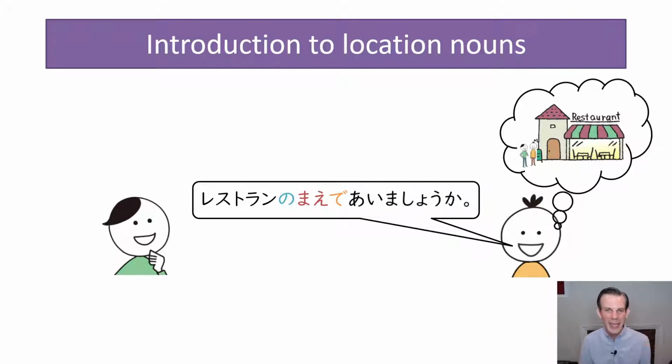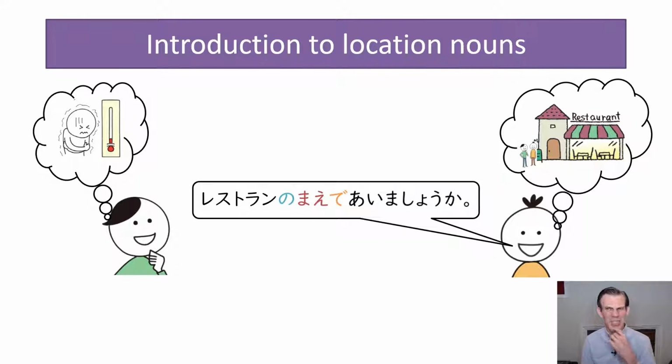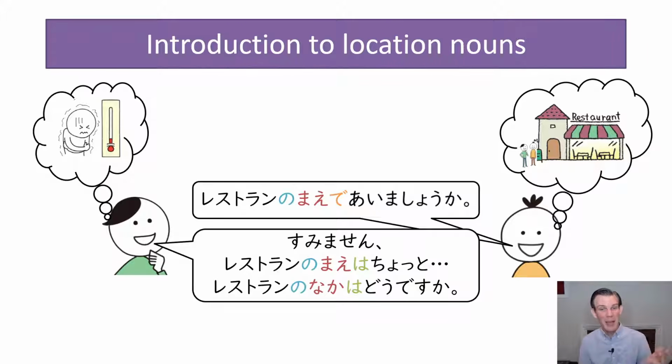レストランの前で会いましょうか? And then Tanaka-san, thinking, ooh, it's kind of cold out right now. I'm not sure I want to meet outside. Could say back, すみません。レストランの前はちょっと。レストランの中はどうですか? And use a different location noun. 中, which is inside. So the restaurant's inside or inside the restaurant. How about that? This is how you can use location nouns.